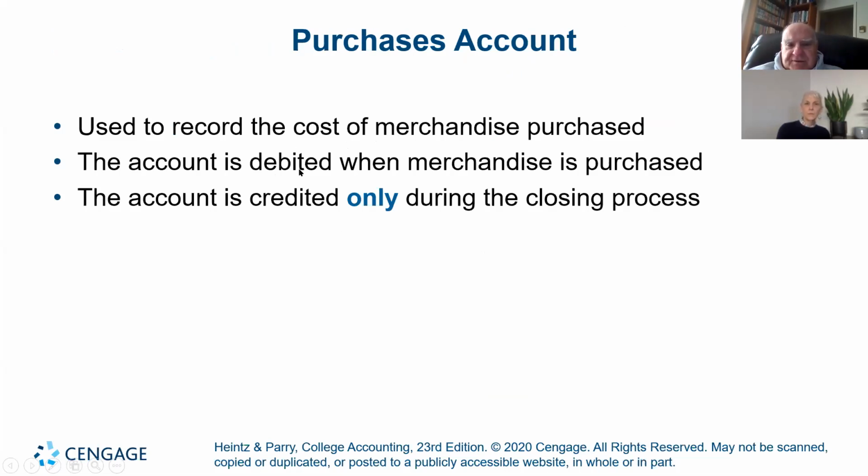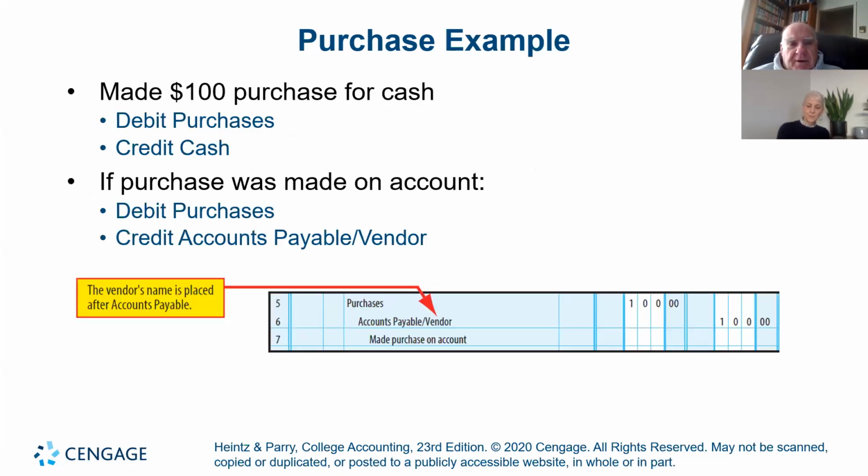And purchase account has a debit balance, and this account is credited only during the closing process. Remember, I used to threaten with the guitar, you never debit sales, you never credit purchases, never. What do you credit? You credit the contra purchase accounts. So here they bought something for cash, debit purchases, credit cash, or debit purchases, credit accounts payable, okay?